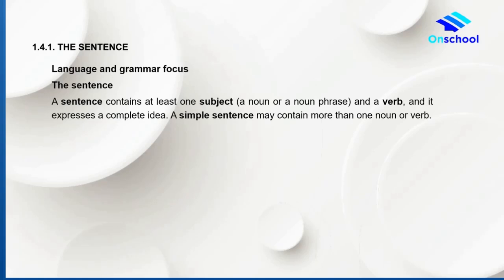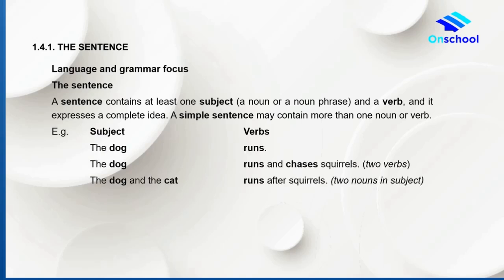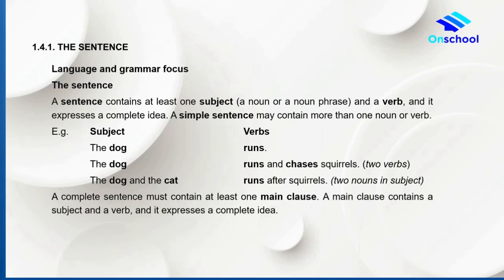A sentence contains at least 1 subject, a noun or a noun phrase, and a verb, and it expresses a complete idea. A simple sentence may contain more than 1 noun or verb. Let's look at these 3 examples. A complete sentence must contain at least 1 main clause. A main clause contains a subject and a verb, and it expresses a complete idea.